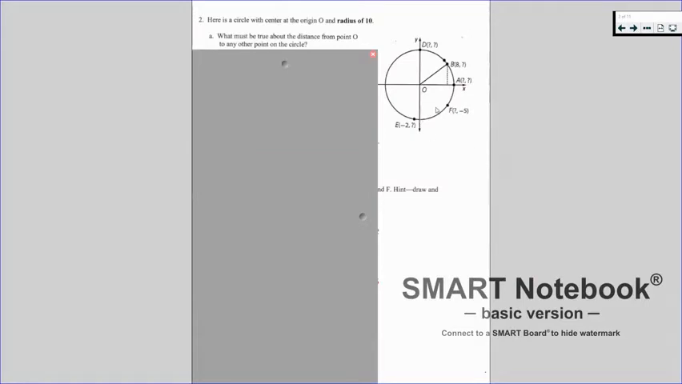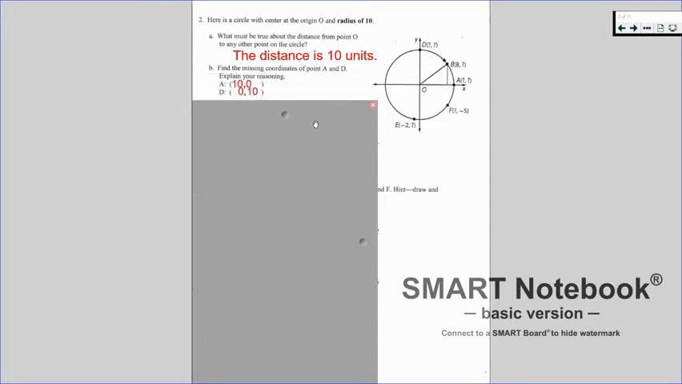Number 2, here we have a circle that's centered at the origin with a radius of 10. What must be true about the distance from point O, which is the center, the origin, to any other point on the circle? So every point is going to be 10 units away from that center point. So I know that that has to be 10. Find the missing coordinates of point A and point D. Nice thing on those are right on the axes. So 10, 0, 0, 10. I know that I'm 10 units away.